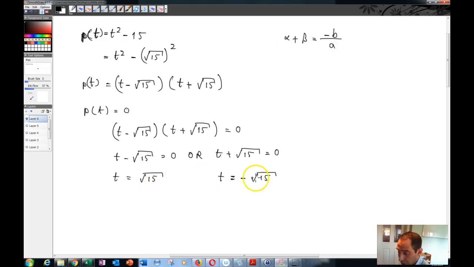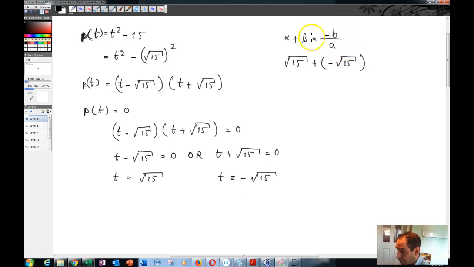So you see that, in this case, as we predicted, the sum of the roots is symmetric about the origin. That means that when you add them together, you're going to get 0. So if I write here square root of 15 plus minus square root of 15, that's going to be equal to 0.